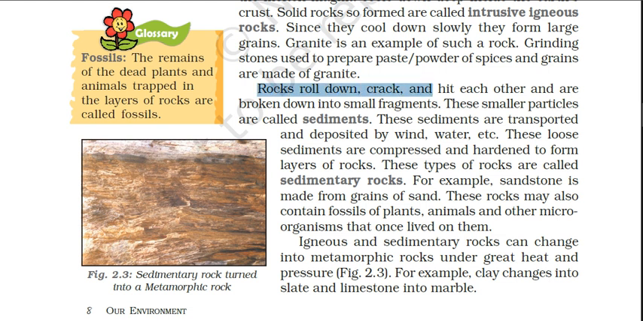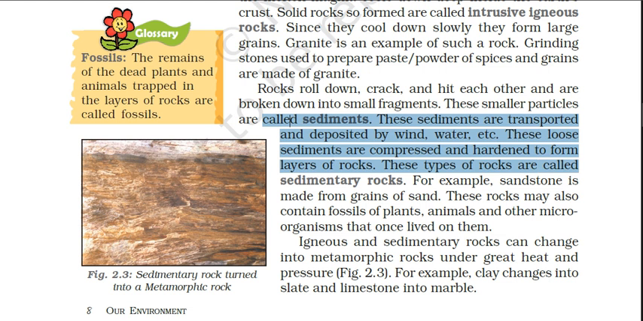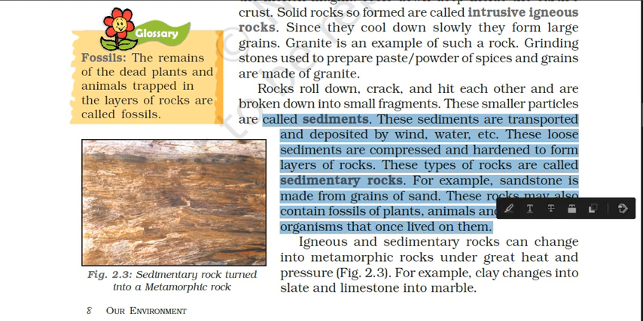Rocks roll down, crack, and hit each other and are broken down into small fragments. These smaller particles are called sediments. These sediments are transported and deposited by water, wind, etc. These loose sediments are compressed and hardened to form layers of rocks. These types of rocks are called sedimentary rocks. For example, sandstone is made from grains of sand. These rocks may also contain fossils of plants, animals, and other microorganisms that once lived on them.